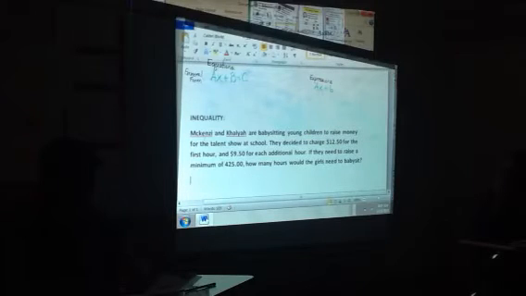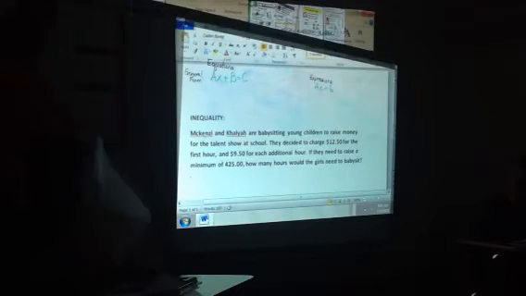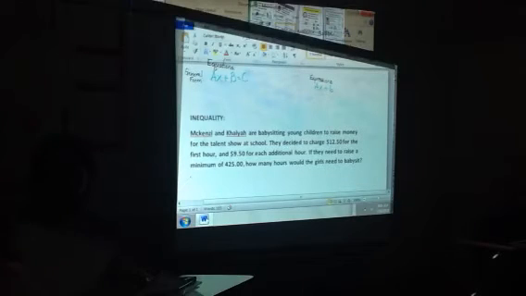Mackenzie and Kalia are babysitting young children to raise money for the talent show at school. They decided to charge $12.50 for the first hour and $9.50 for each additional hour. If they need to raise a minimum, and you're going to need that chart I just handed you on inequalities, they needed to raise a minimum of $425. How many hours would the girls need to babysit? You're going to need that chart.